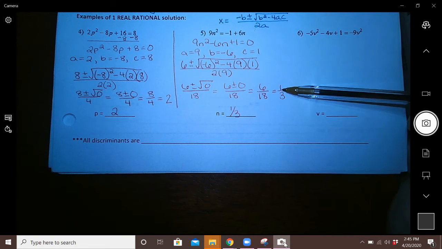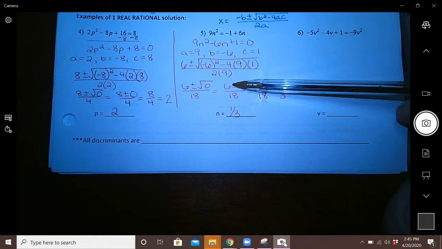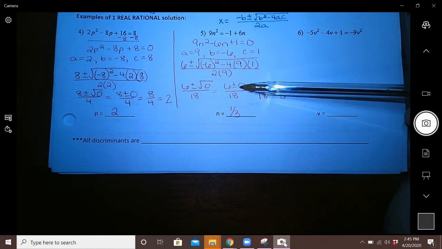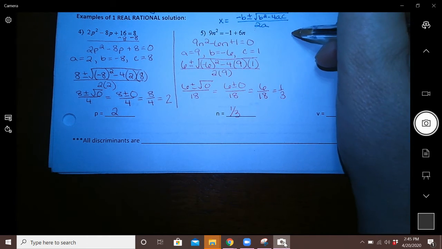Notice I only have one solution, and it's because I'm adding 0 and subtracting 0, which does not change the value of this fraction.